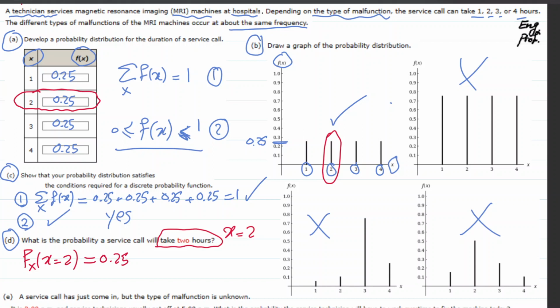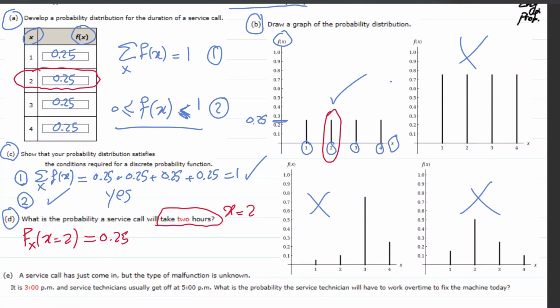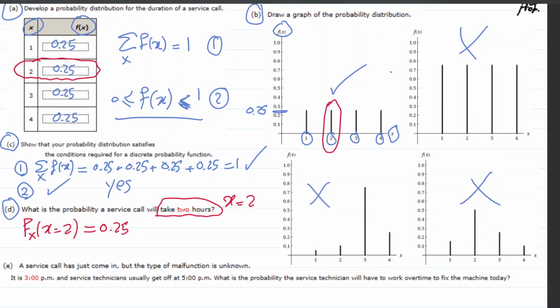Now, let's talk about the last part. What is it saying? A service call has just come in, but the type of malfunction is unknown, so we don't know what type of malfunction we are dealing with. Now, with that in mind, it says it is 3 p.m. and service technicians usually get off at 5 p.m. What is the probability the service technician will have to work overtime to fix the machine today?